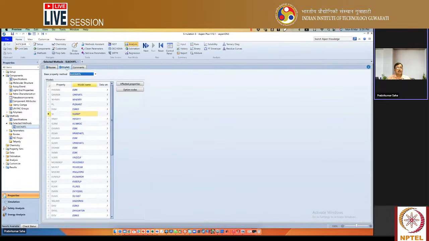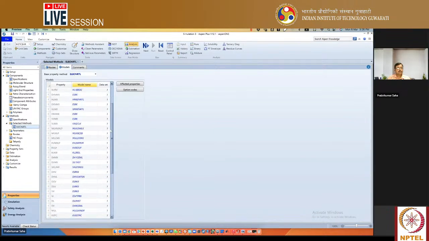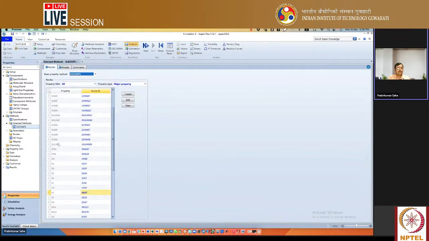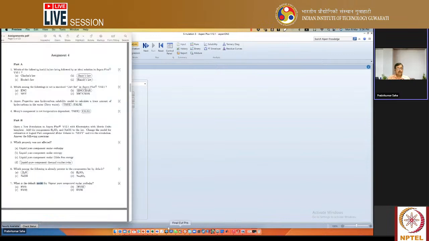Okay. So for model, it used to be... so for that we do not have HV02. We have HV02. So here you do not have the model, you have the root ID. So my question was wrong. Actually, I should have written default root ID for vapor pure component molar enthalpy. So my question is wrong. So if you claim, I will give you marks. Okay. So this is the reason why you could not answer these questions, I believe.